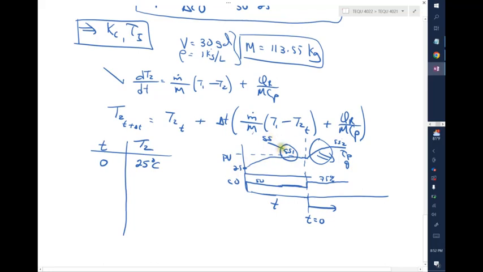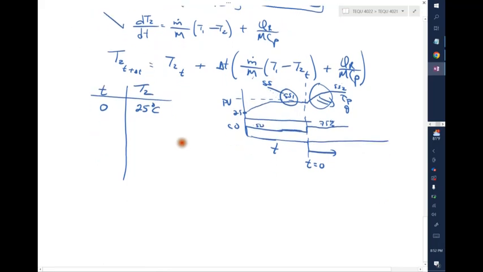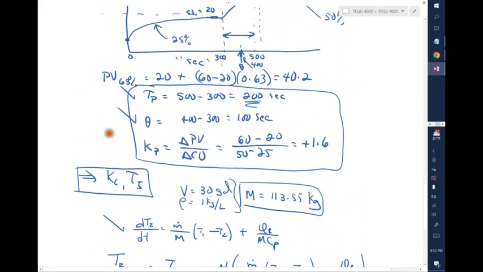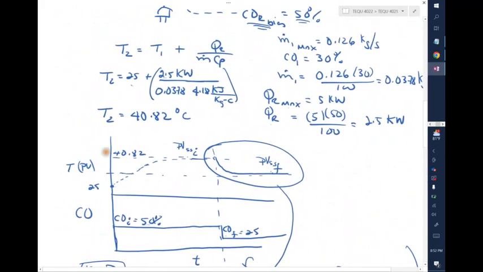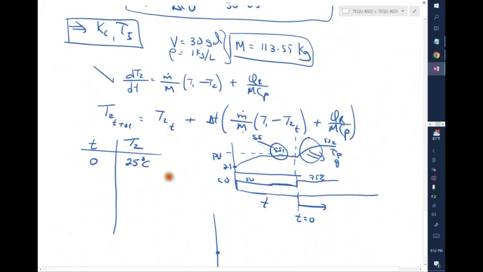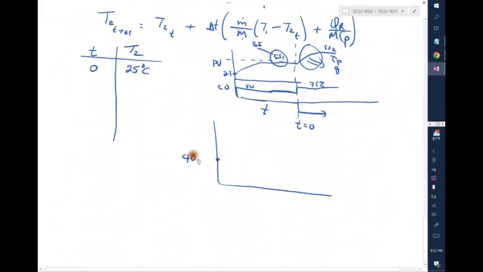But I think it's easier to do the steady state method, which means that you're starting right here at the calculated temperature that for that steady state value, I calculate here, 40.82. So you're starting your system at 40.82, meaning that this is time, your CO is right here.